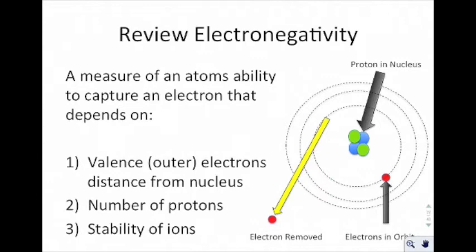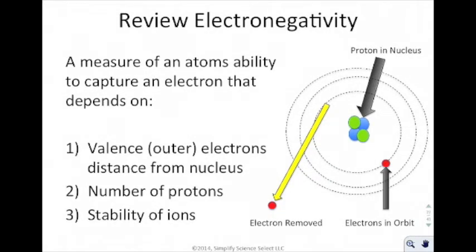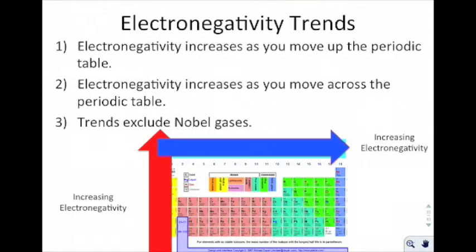So just a review of electronegativity. Electronegativity is a measure of an atom's ability to capture an electron. It depends on everything we talked about as far as Coulomb's law and effective nuclear charge. So it's the tendency of something to want to capture an electron in a bond or pull it closer to itself. You should know that the electronegativity trend goes up and to the right with increasing electronegativity, and that the most electronegative element is fluorine.